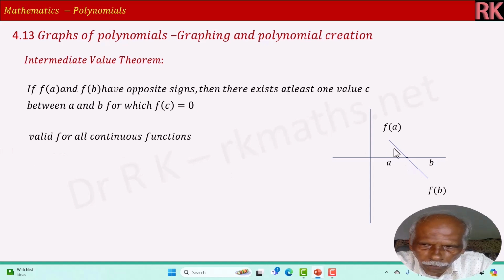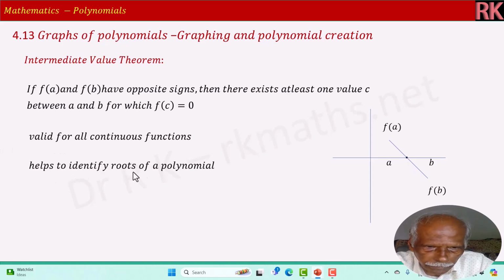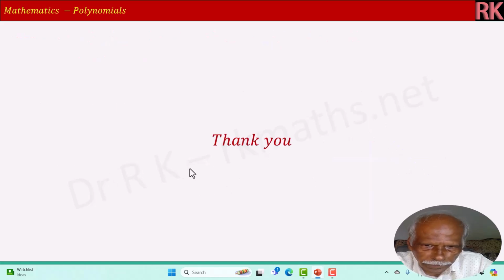This is valid for all continuous functions and it helps to identify the roots of a polynomial. Is there a root in between these two values a and b? We can find out, and accordingly plot the graph also. That completes the session. Thank you very much.